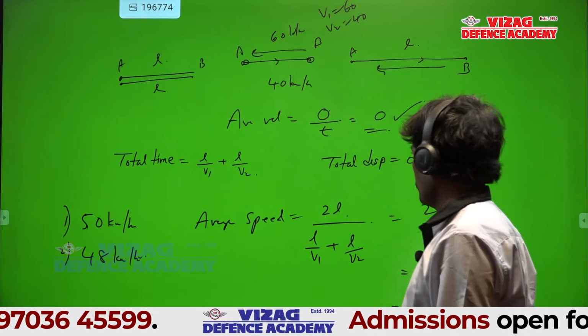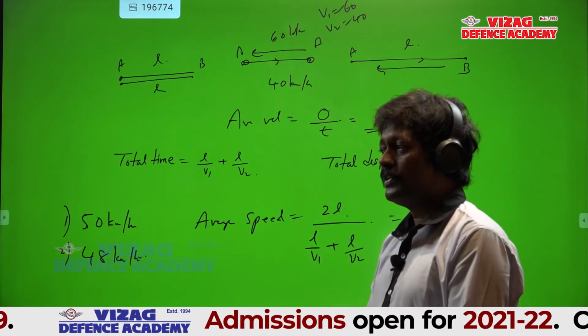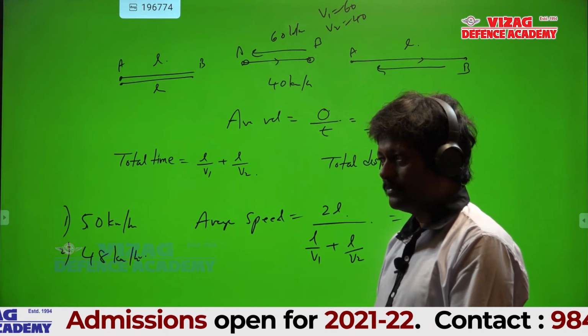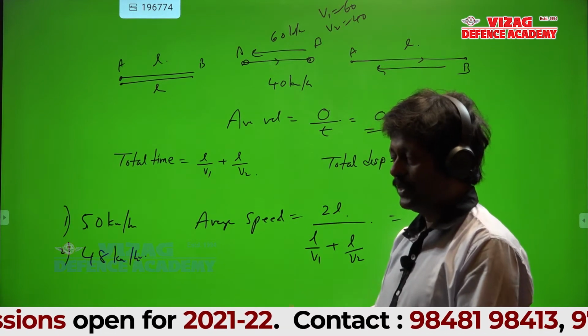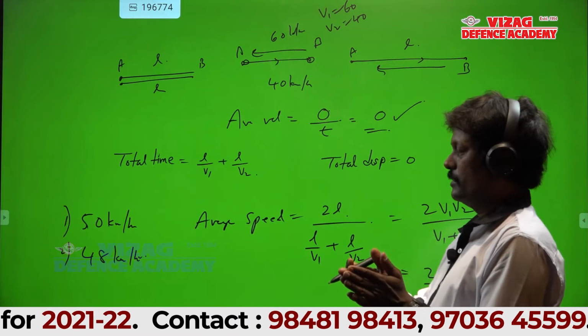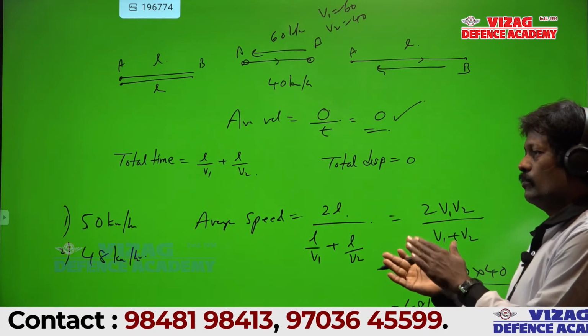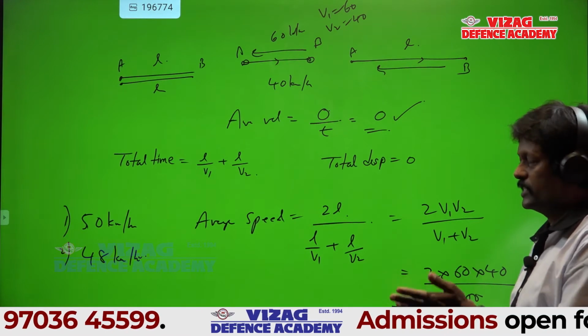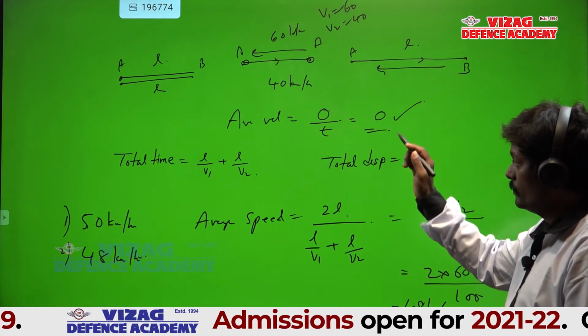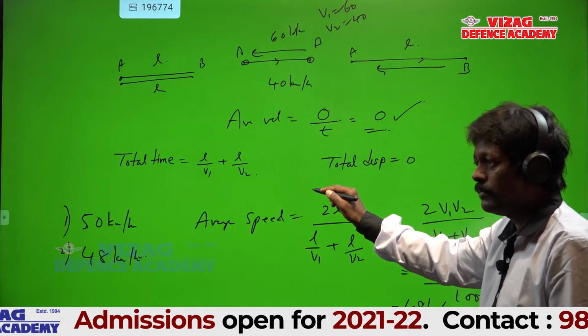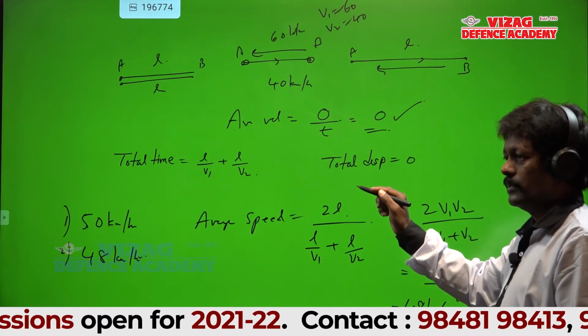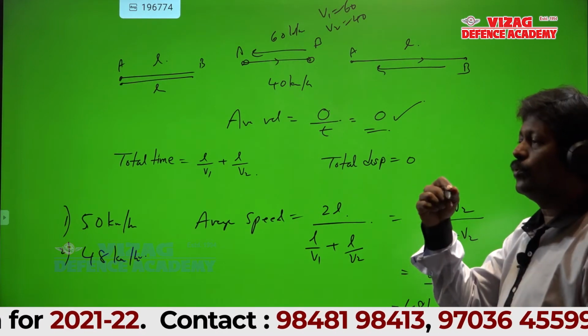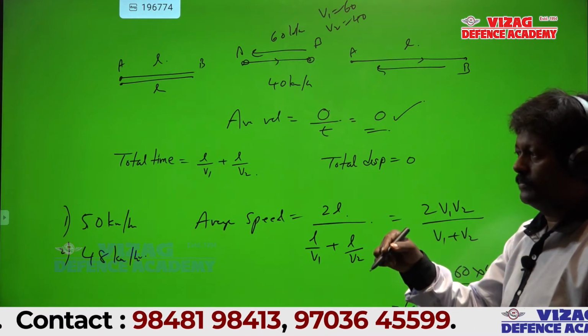Like how you take average marks. One exam you got 60 marks, second exam you got 40 marks. What is the average of the marks? 50, sir. (60 plus 40) by 2. Here, according to our definition, what is average speed? Total distance by total time.